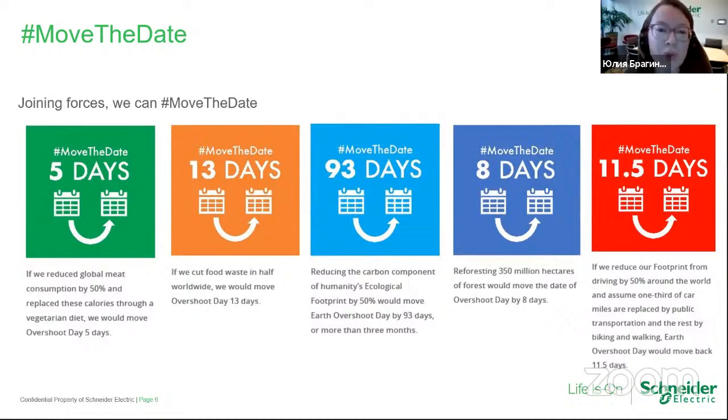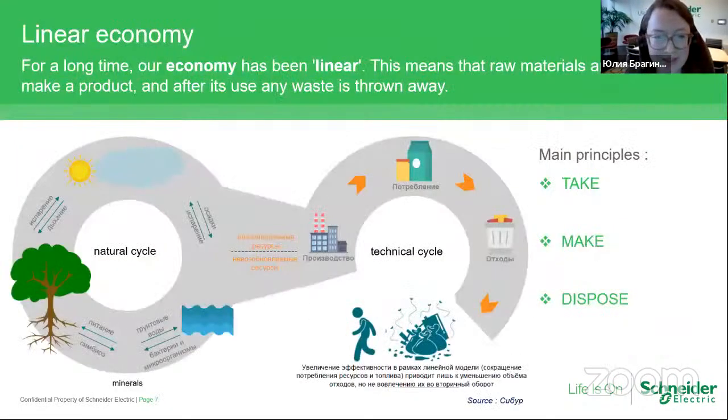On this slide, you can see different actions which can move the date by several days. In the middle, you can see that we can move the date more than 3 months if we reduce the carbon component of humanity's ecological footprint by 15%. And if we cut food waste in half, we can move the date by 13 days. Let's move to the next slide.